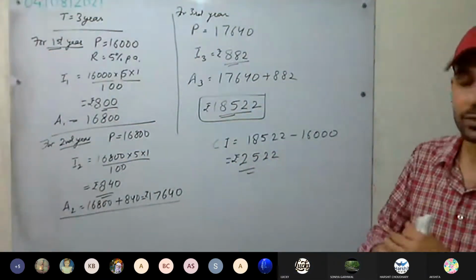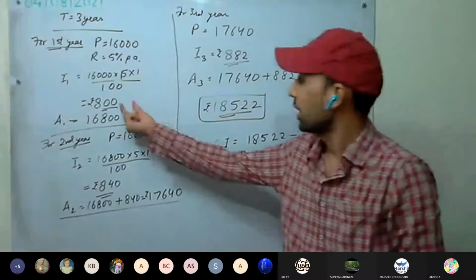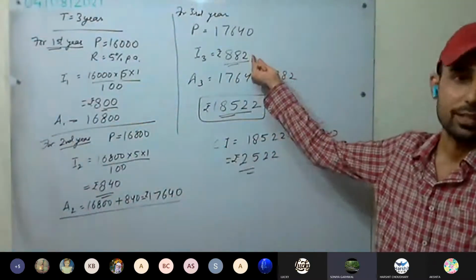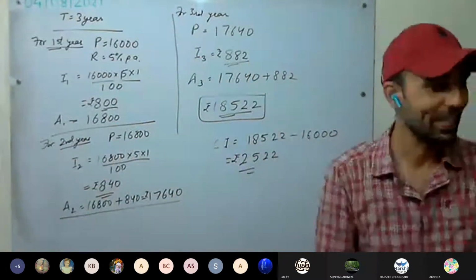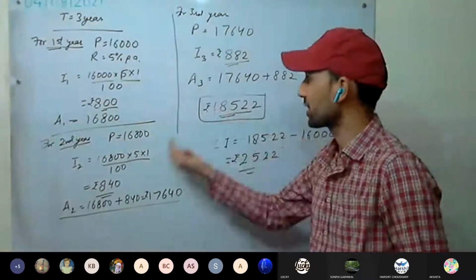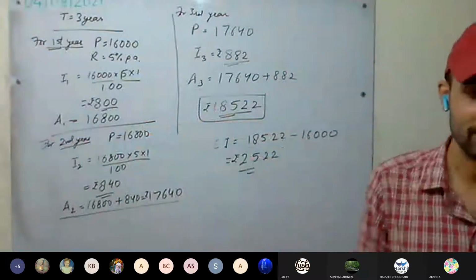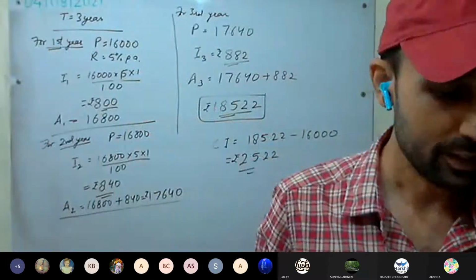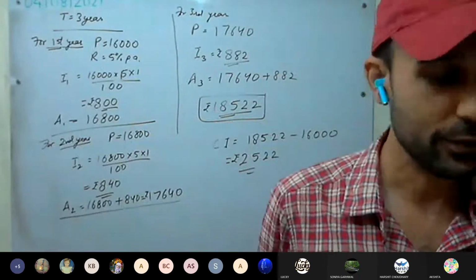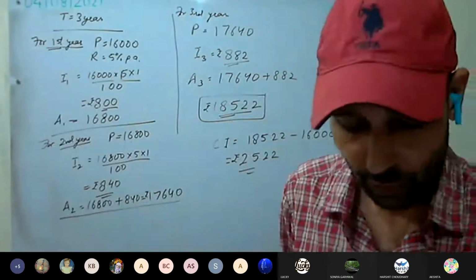You can also calculate compound interest by adding the interests: 800 plus 840 plus 882. By adding, or summing up all the three interests, we will get the compound interest. So do the adding and get the answer. That way as well we can do. Is this question clear to all?